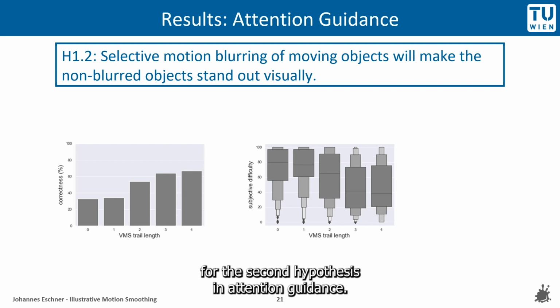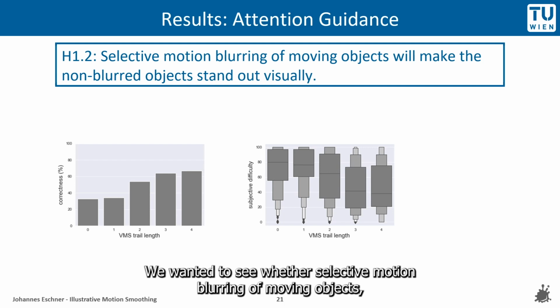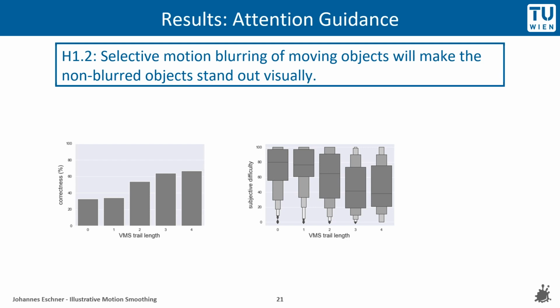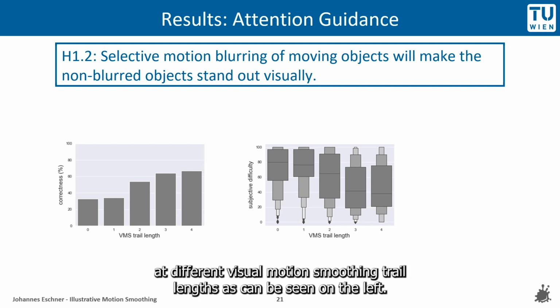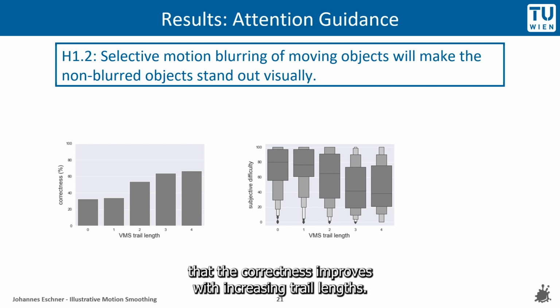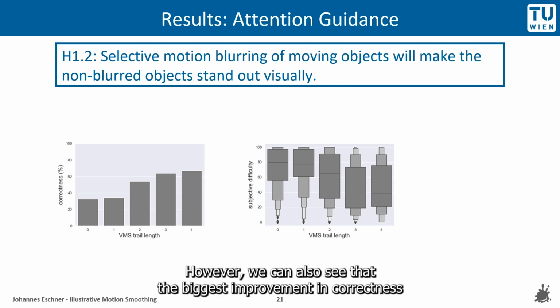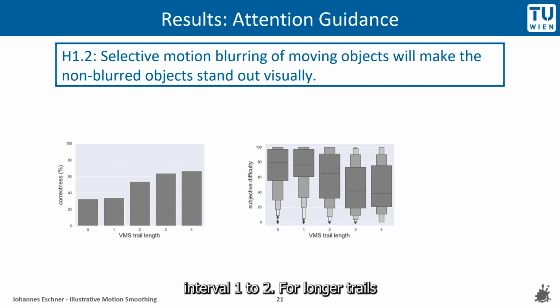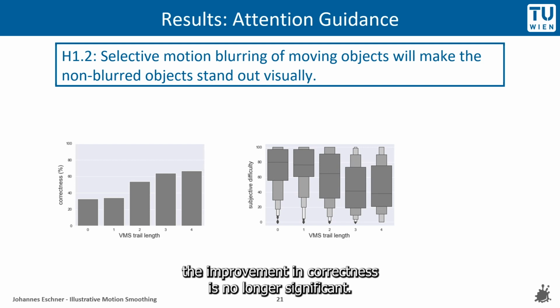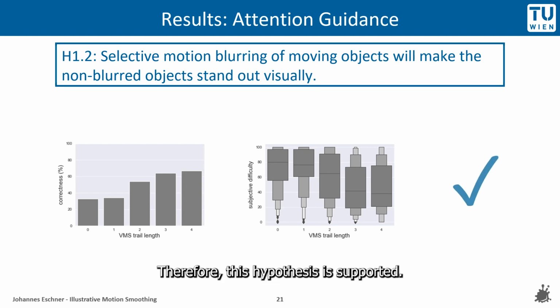For the second hypothesis in attention guidance, we wanted to see whether selective motion blurring of moving objects, which is the visual motion smoothing, will make the non-blurred object stand out visually. For that, we looked at different visual motion smoothing trail lengths, as can be seen on the left, and here we can clearly see that the correctness improves with increasing trail lengths. However, we can also see that the biggest improvement in correctness actually is when increasing the trail length from our length interval 1 to 2, and for longer trails, the improvement in correctness is no longer significant. The subjective difficulty, as reported by users, also saw a decrease when the trail length was increased. Therefore, this hypothesis is supported.